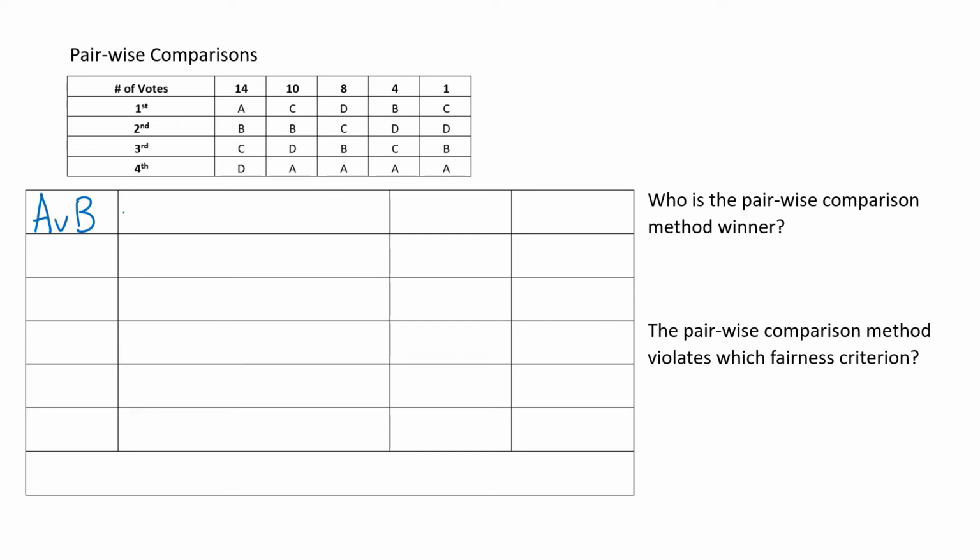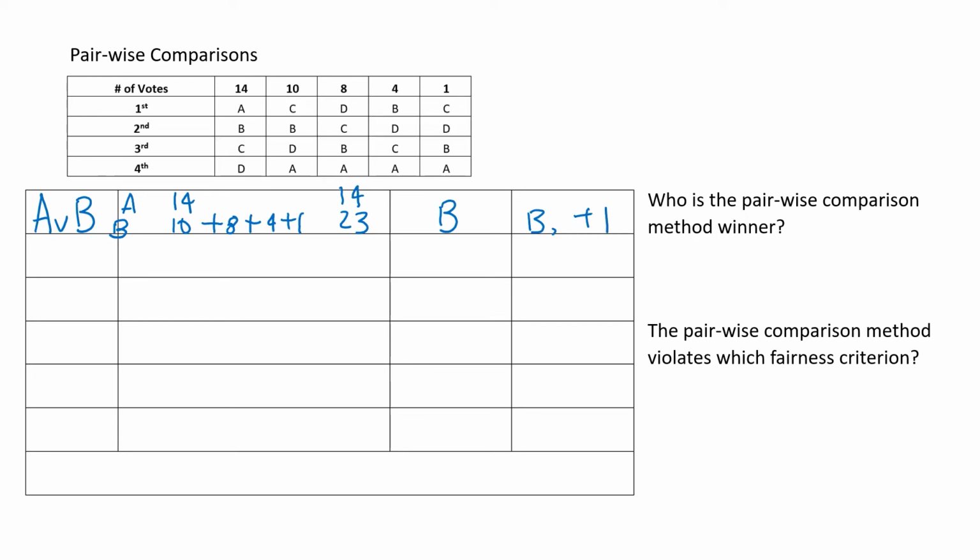versus B. Let's just go ahead and have A and B. On the first ballot, A wins, so A gets all 14 points. On the remaining ballots, A is in last place. And so B would get 10 points for the second, plus 8, plus 4, plus 1. So the competition is 14 to 23. B wins, so B gets plus 1.